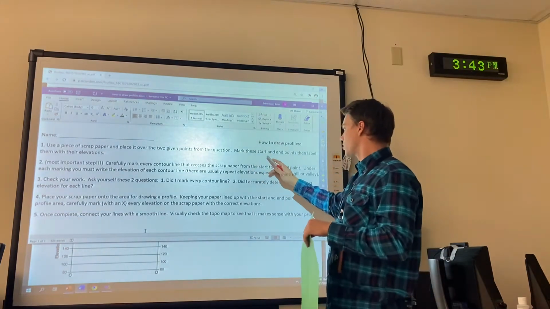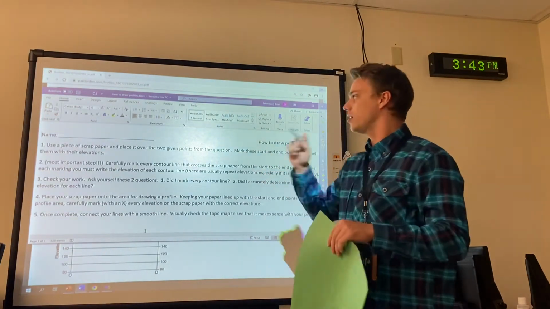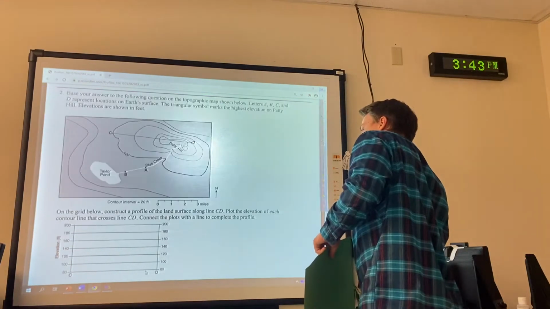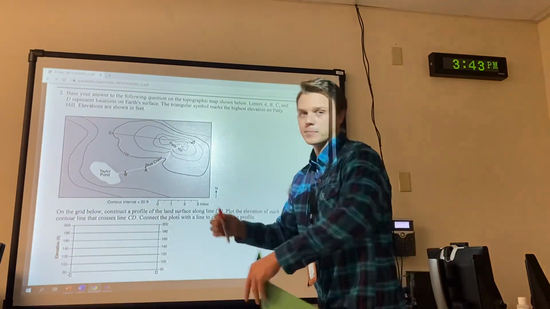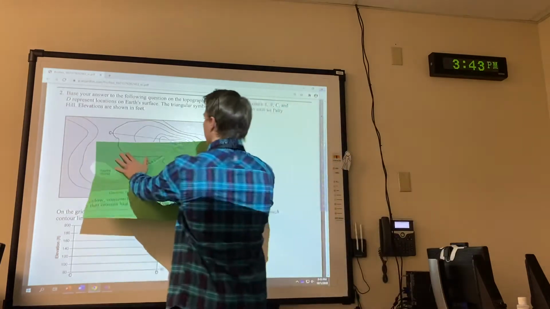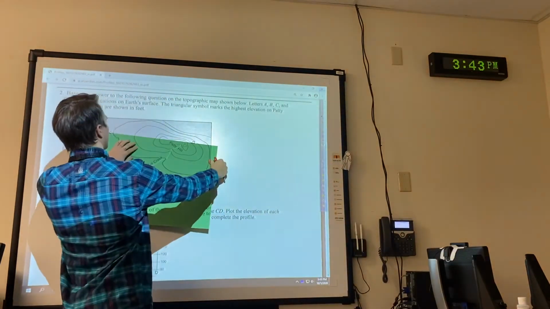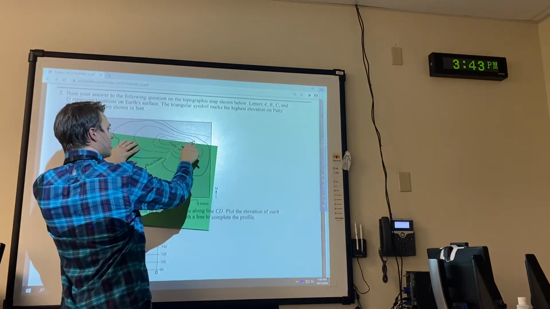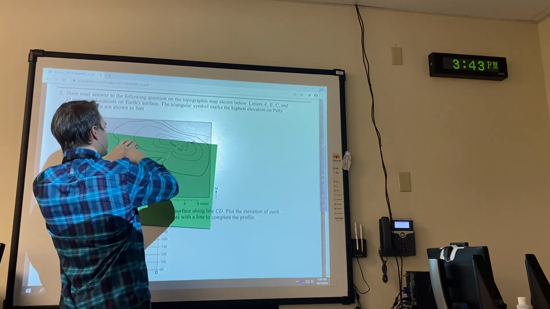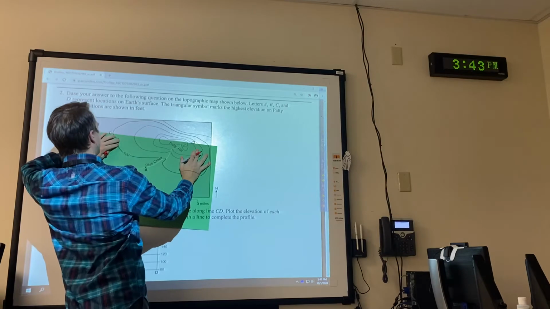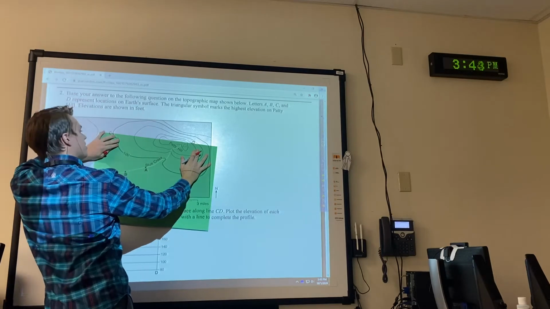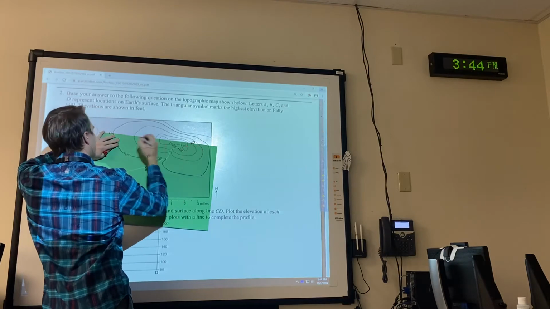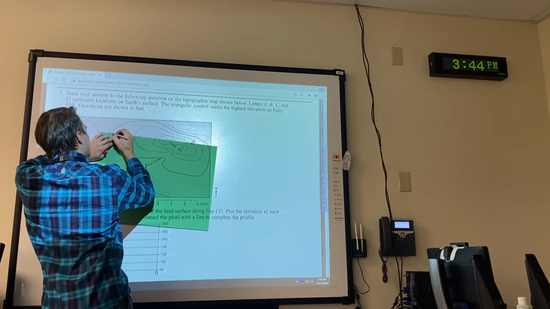Mark these start and end points, then label them with their elevations. Okay? So, we're going to mark C and D. So I line up my paper with C and then the line that connects it to D, and I'm just going to mark them. So we make sure once we mark them, C and D are always lined up. And I don't mark the letter, I mark the dot that belongs to the letter. The dot that belongs to the letter.